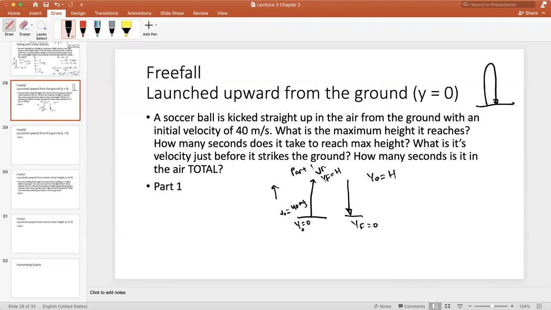V final here is 0 at the top of the motion. So v initial part 2 will be 0 and v final will be unknown. And then we're going to need to find the time. We're going to need to find what is h, and we're going to need to find the time up and then the time down. This is our free body diagram. We write g is down, y positive is up. So y initial, y final, v initial, v final, a, and t.